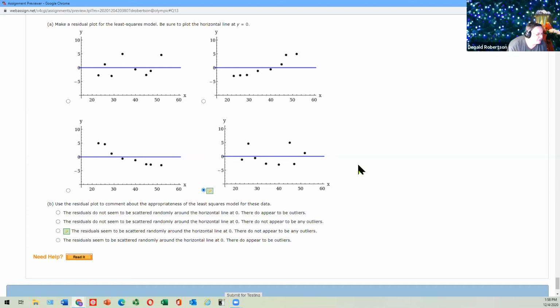So again, I'll repeat it. If it wasn't random, can you imagine the data looked like that? Then that would be no good, right? And you would say the residuals do not seem to be scattered randomly, and there do not appear to be outliers, right? Well, let's do that. The residuals do not appear randomly and do not appear to be outliers. The residuals seem to be scattered randomly.